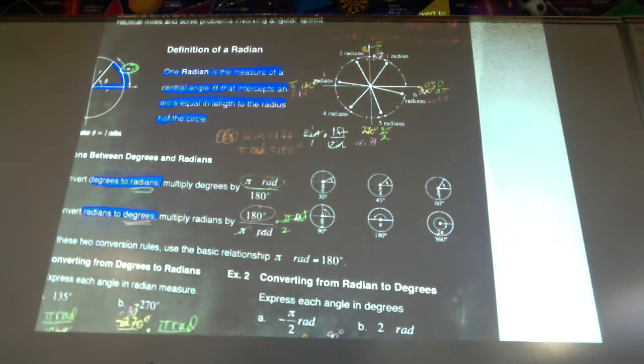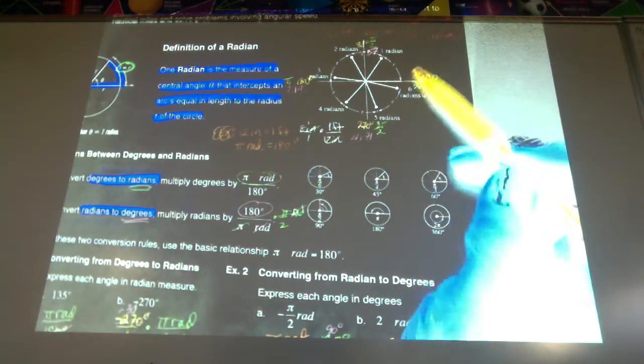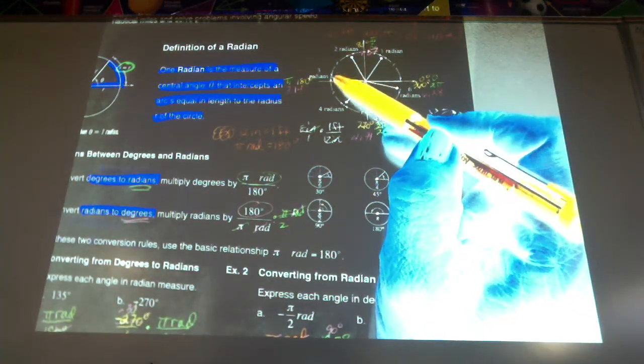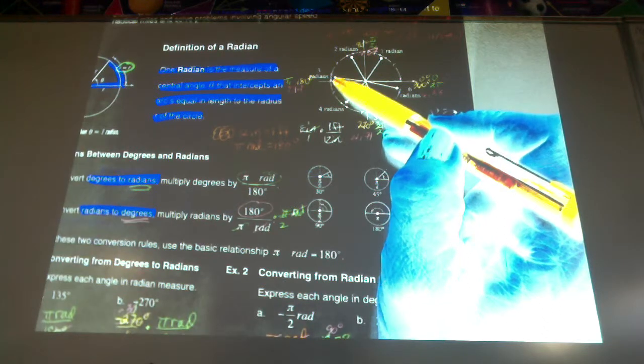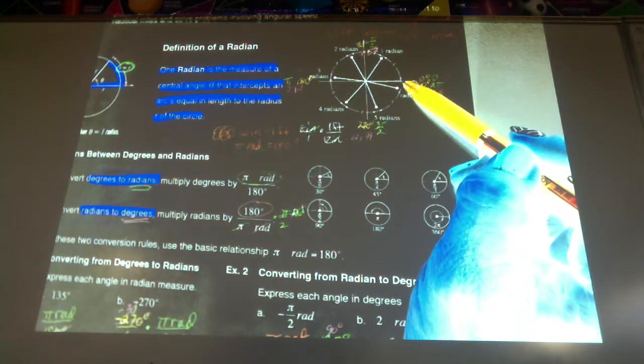There's no such thing as 4 on that circle. And that's not 7. It's not 6. It's not 5. Here's half of a revolution, which is pi. A whole revolution is 2 pi.